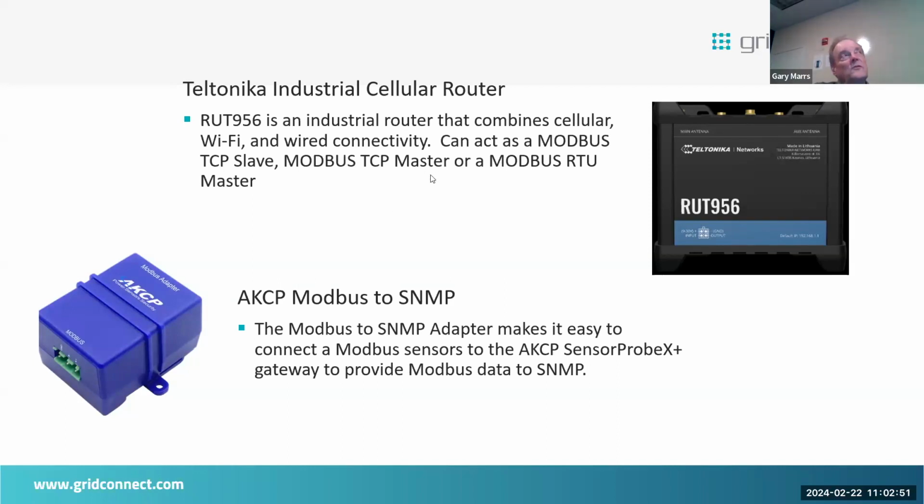AKCP sells environmental monitoring sensors and gateways. And with this device, they can take Modbus data to one of their sensor probe gateways to bring the Modbus data to SNMP through the gateway. So again, just like the generator application, this allows the AKCP monitoring software to use SNMP to read the Modbus data and monitor whatever Modbus devices are attached.